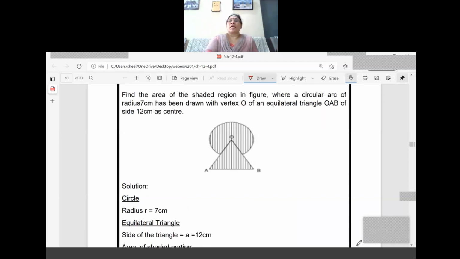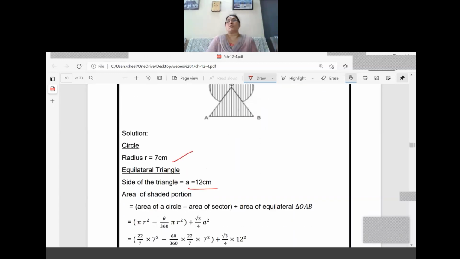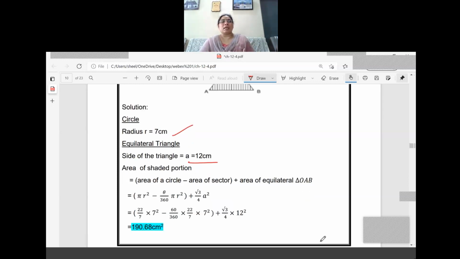Now read the question. A circular arc of radius 7 centimeters. So radius of the circle equal to 7 centimeter. Now what is the next diagram? An equilateral triangle OAB of side 12 centimeter. So here side of the triangle a equal to 12 centimeter only. Now what is the question? Area of the shaded region. Area of the shaded region means here we have written in this way: area of the circle minus area of the sector plus area of the equilateral triangle.